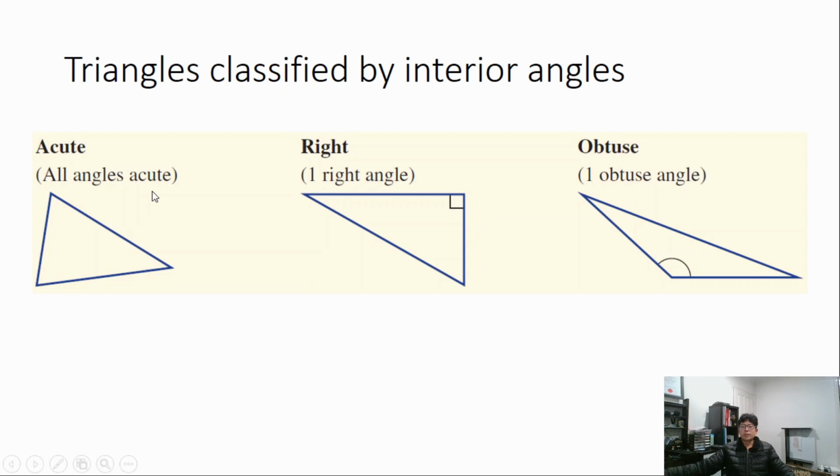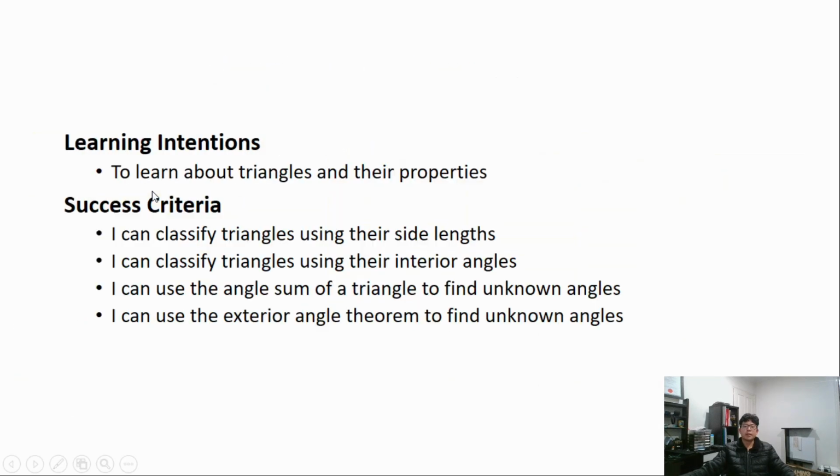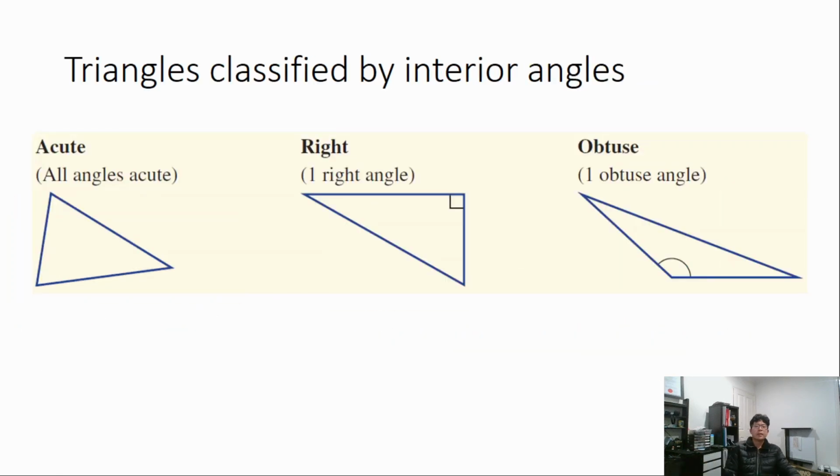Alright, now moving on to the second success criteria, that's to be able to classify triangles using their interior angles. So let's go on to the next slide. These are the three types of triangles classified by the interior angles. The first one is an acute triangle, and if you remember from previous lessons, an acute angle is an angle that is smaller than 90 degrees. So in this case, acute triangles have all angles that are acute.